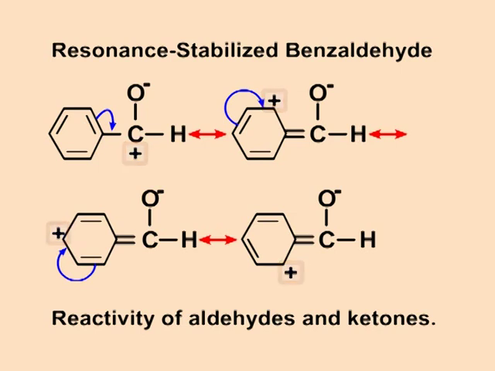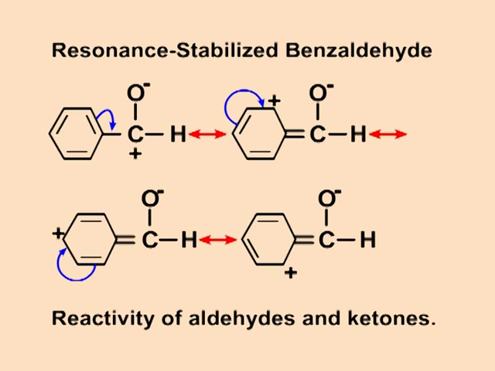The positive charge on the carbonyl carbon atom can be shared with the benzene ring as shown by the resonance stabilized structures. Since the positive charge is spread throughout the molecule, the positive charge on the carbonyl carbon atom is reduced. The lower partial positive charge on the carbon atom decreases the attraction towards an attacking nucleophile.